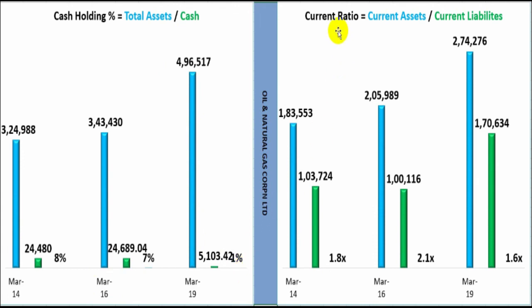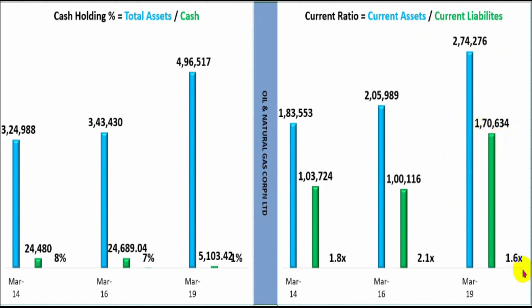Current ratio is the liquidity ratio, which helps us understand the current position of the company in terms of assets and liabilities. Will it be able to pay all its current liabilities, or liabilities which are going to arise in this year, against the total assets it has? In March 19 we see that the company's total assets, indicated in blue, were 2,74,000 crores, and in green is its liability of 1,70,000.